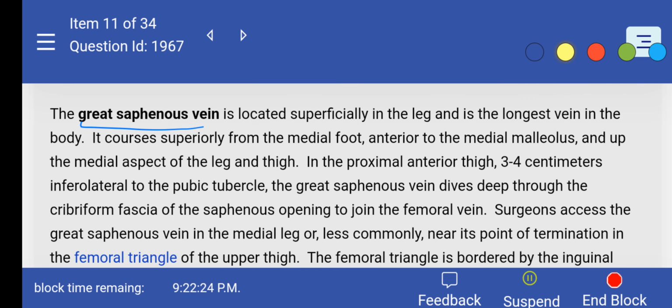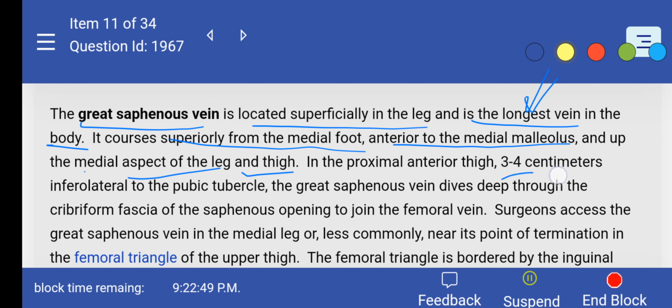The great saphenous vein is located superficially in the leg and is the longest vein in the body. This is important: the longest vein in the body is the great saphenous vein. It courses superiorly from the medial foot, anterior to the medial malleolus, and up the medial aspect of the leg and thigh. In the proximal anterior thigh, 3 to 4 centimeters inferior lateral to the pubic tubercle, the great saphenous vein dives deep through the cribriform fascia of the saphenous opening to join the femoral vein.